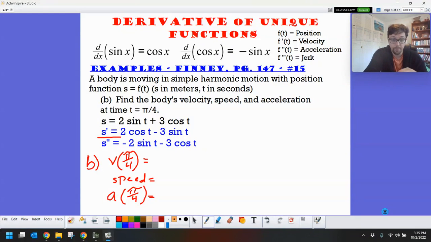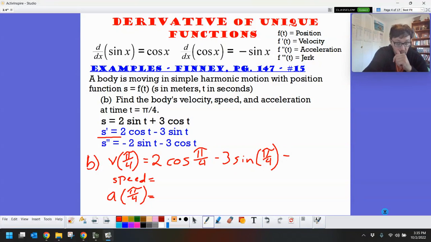This one right here. So that is going to be 2 cosine of pi over 4 minus 3 sine of pi over 4, which equals... the cosine of pi over 4 is the square root of 2 over 2. So this is just the square root of 2. And then the sine of pi over 4 is also the square root of 2 over 2. So minus 3 square roots of 2 over 2.